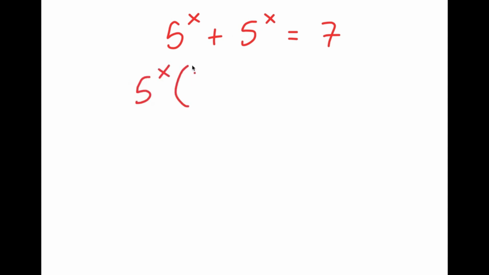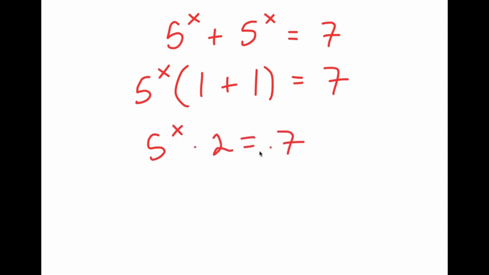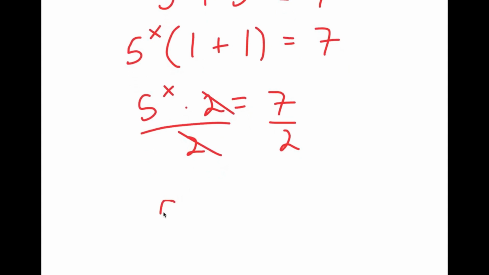Alright, so in this video, I'm going to solve the equation 5 to the power of x plus 5 to the power of x is equal to 7. To solve this, I'm going to first start by factoring out 5 to the power of x. So I get 5 to the power of x times (1 plus 1) is equal to 7. And 1 plus 1 is 2, so I get 5 to the power of x times 2 is equal to 7. Now I'm going to divide both sides by 2, so these two cancel out, and I get 5 to the power of x is equal to 7 over 2.